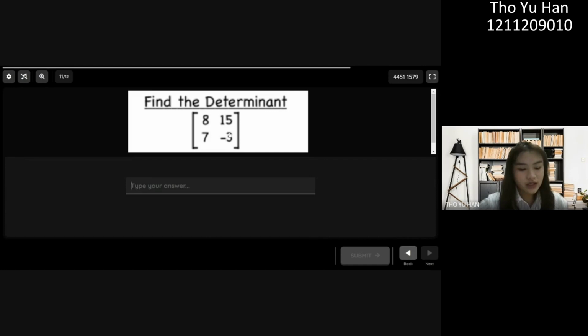And then we need to find out B times C, which is 15 times 7. So it is 105. So negative 24 minus 105. So the answer is negative 129.